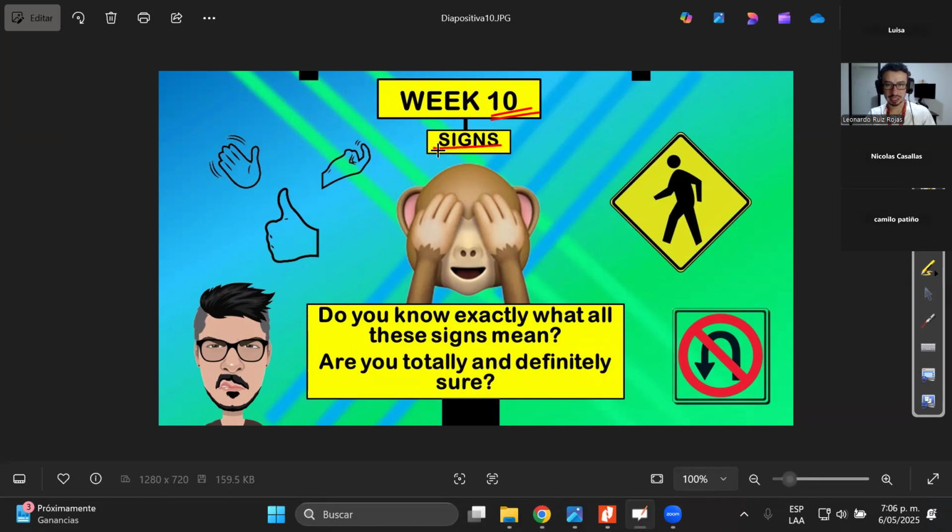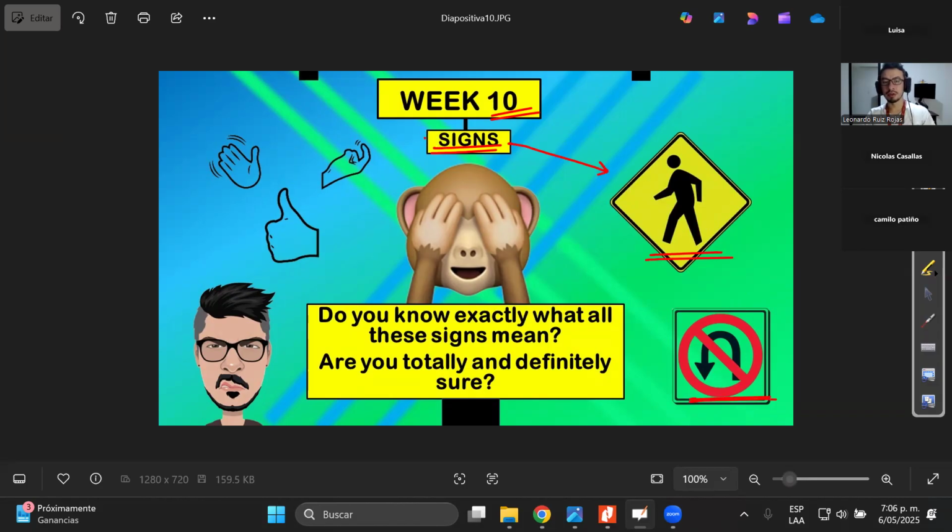Do you know what is the meaning of signs? What does it sound like? Yes. Signs. Señales. Okay, yeah, it's very good, exactly. So we have different kinds of signs, no? For example, we have traffic signs like this one or like this one, right?